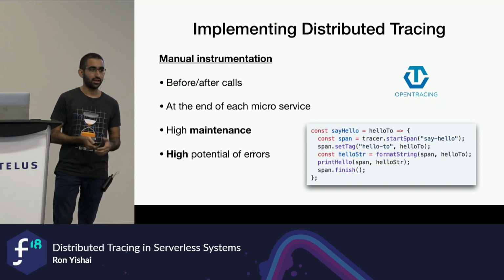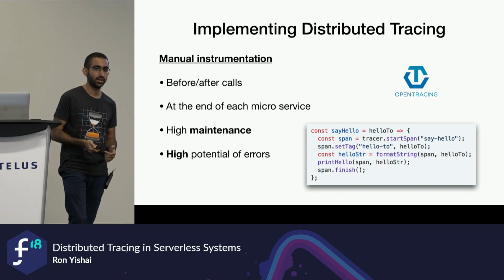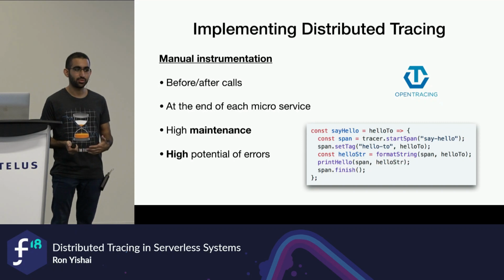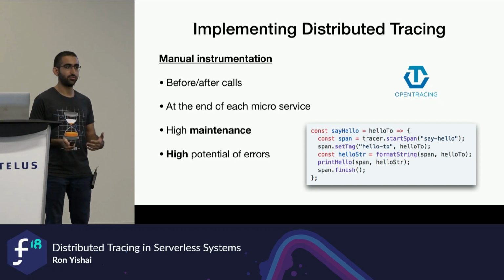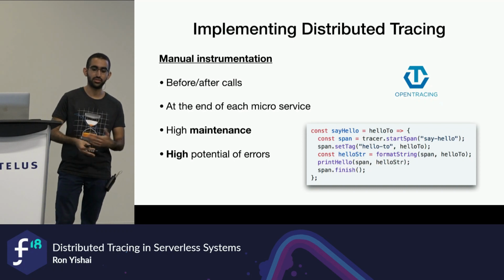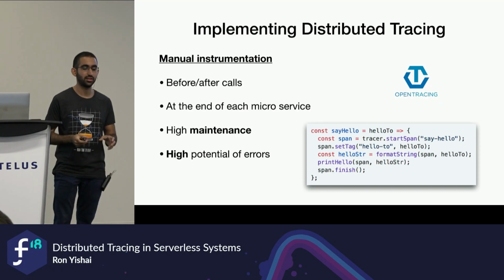So it really affects my code, and it has a lot of maintenance, especially on serverless, because on serverless I have many API calls, much more than before. And on serverless, one of the main things was to keep the development velocity, right? So right now I will have high maintenance, and due to that a high potential for errors, because the code changes every time, and then I will have to keep track of the tracing as well. So it will probably have some bugs.